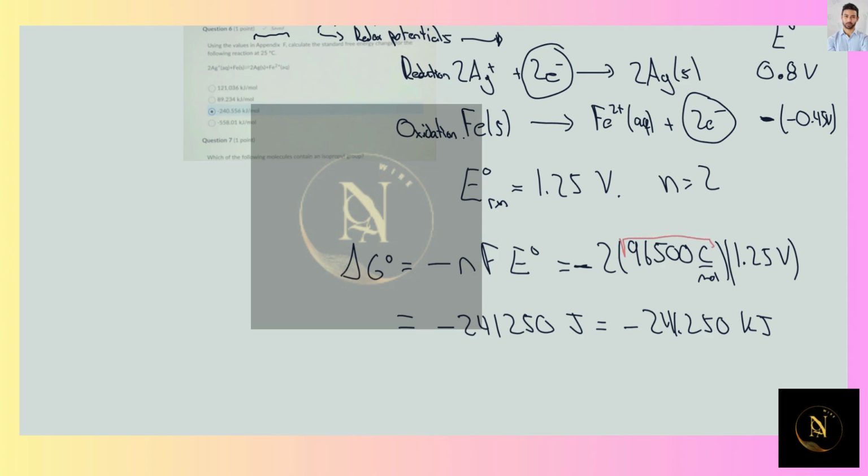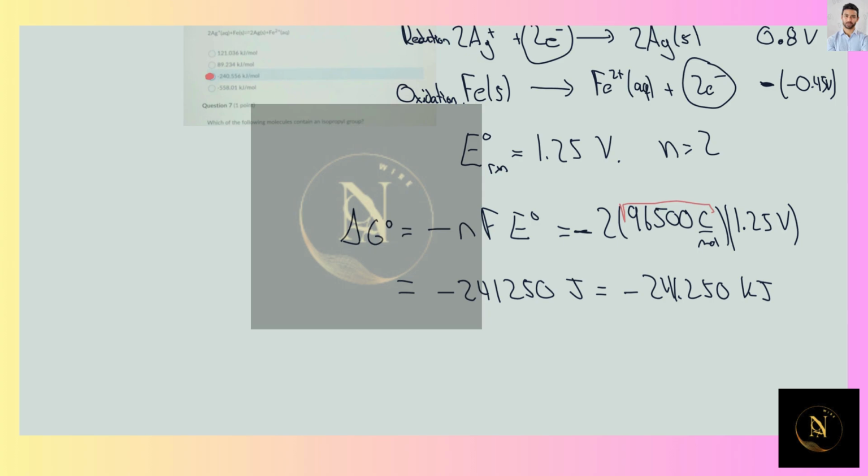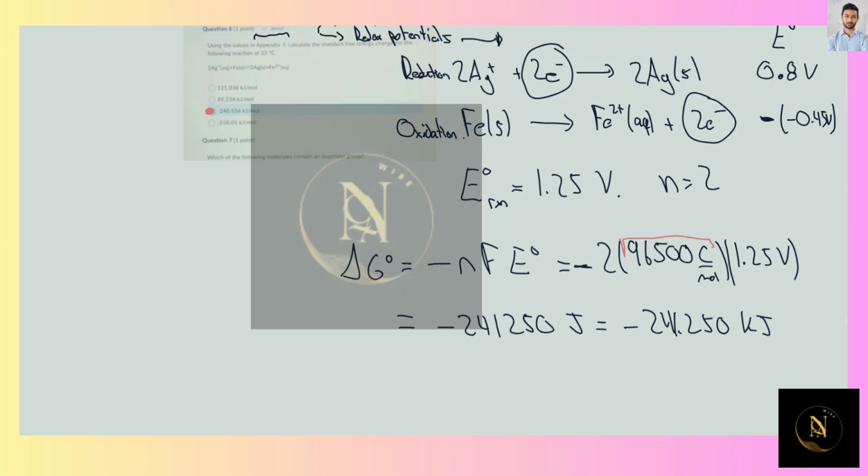If you take the full value of F, you're going to get the answer of minus 240.556 kilojoules per mole. Or maybe the values for the standard potentials are different from the ones appearing in your appendix. I used the ones in the book that I use, so there is a potential difference there.